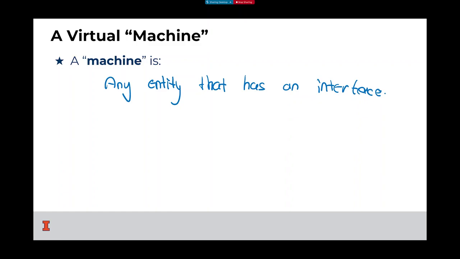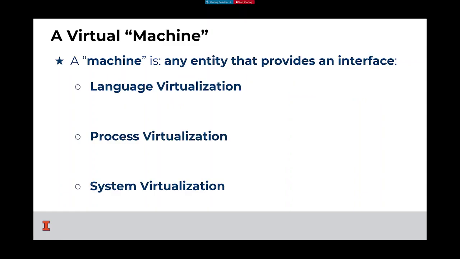So obviously a computer has a lot of interfaces, but there's a lot of different types of interfaces that we interact with. We can talk about the API of a server being an interface. We can virtualize an entire web service that we're making. So anything that has an interface is defined as a machine. And then we talk about three different types of virtualization. And you have used, I think, all three of these types in your life already without even realizing it. The first is language level virtualization.